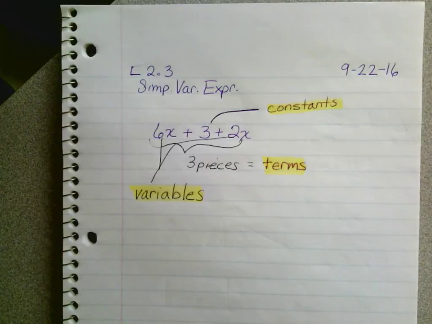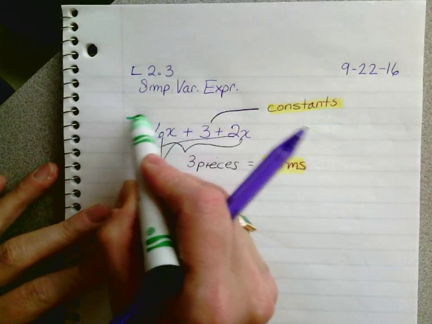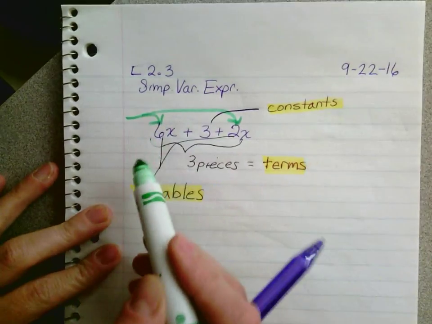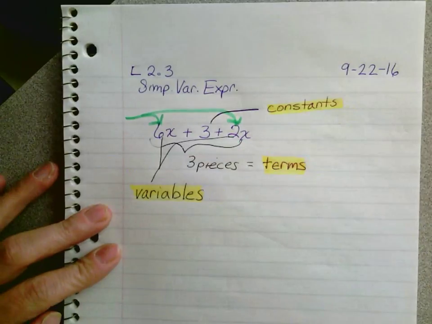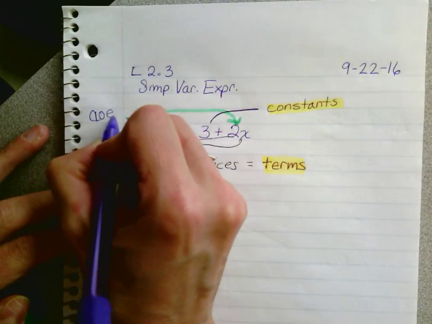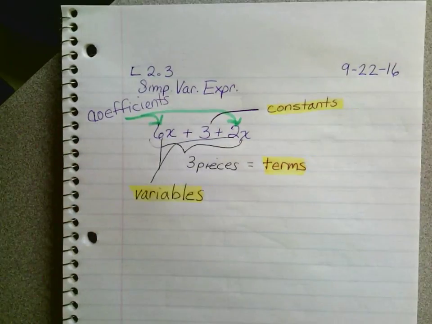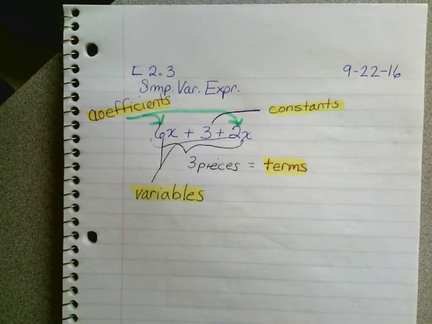One final thing. Anytime there is a number preceding a variable, like here and here, this is literally saying there are 6 x's, and this is saying there are 2 x's. Those numbers that precede it are called coefficients. The numbers that precede the variables are coefficients.